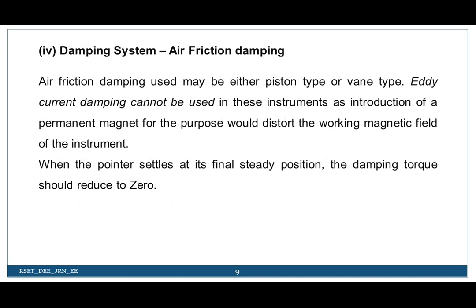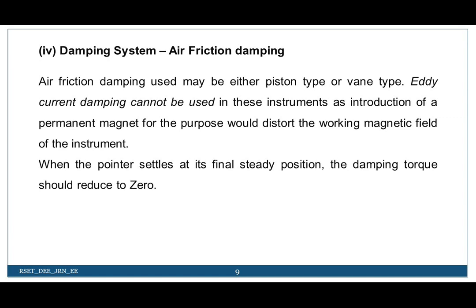Now you have the damping system. In PMMC, what kind of damping had we seen? Eddy current damping we had employed, but here we are employing air friction damping. Air friction damping may be of either piston type or vane type. Eddy current damping cannot be used in these instruments, as the introduction of a permanent magnet for the purpose would distort the working magnetic field of the instrument.